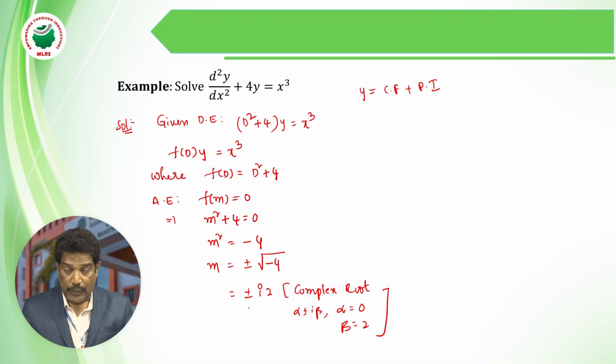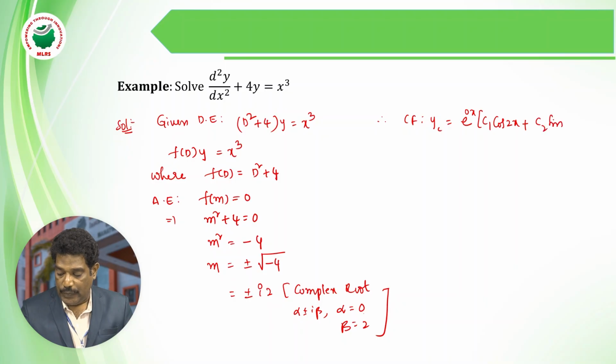Whenever you get complex roots, the complementary function, CF, that is y C, equals e power alpha x. What is the value of alpha? 0. So e power 0x into C1 cos beta x. What is the beta value? 2. So cos 2x plus C2 sin 2x.